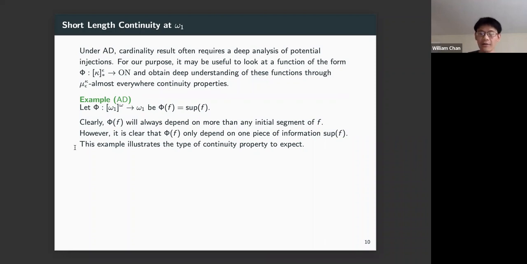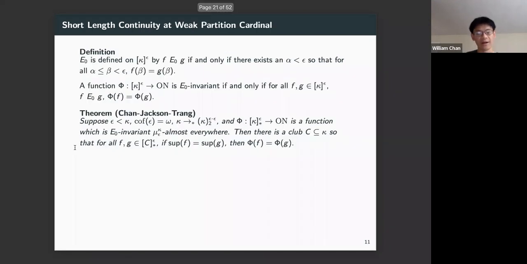So it turns out that this example essentially tells us what the continuity behavior of functions from the lower dimensional partition spaces into the ordinals is. So let me start with kind of a weak version of this result.